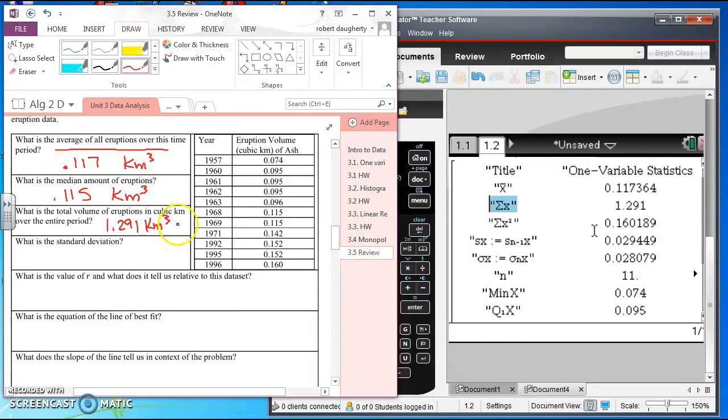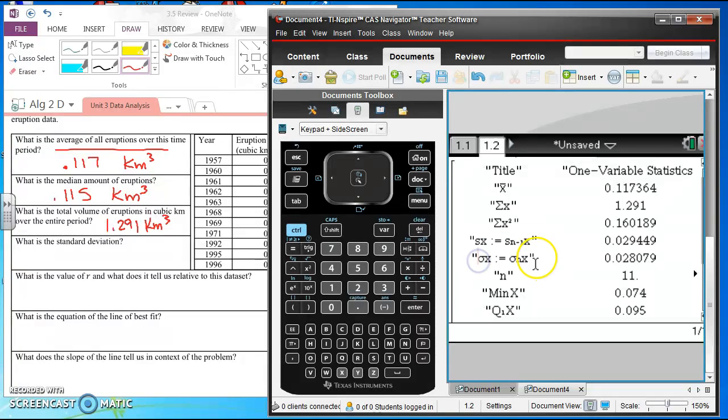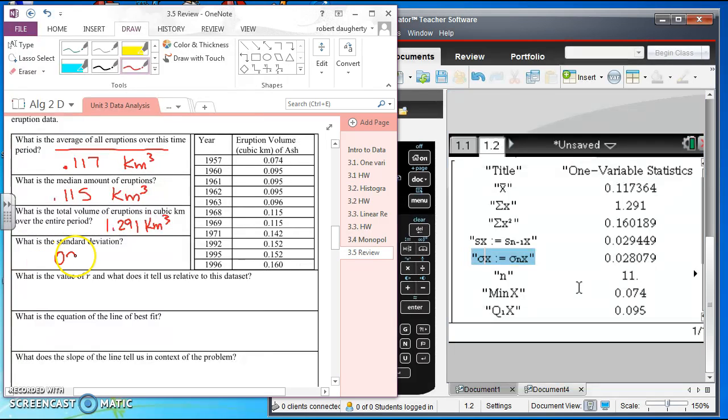What is the standard deviation? Standard deviation is that sigma x. So it's the value that you see, not the first one, but this one. Sigma x, 0.028079. 0.028079 is the standard deviation. And now the value of r, what I really should have asked, those questions are out of order. Let me ask the line of best fit first. So the line of best fit.